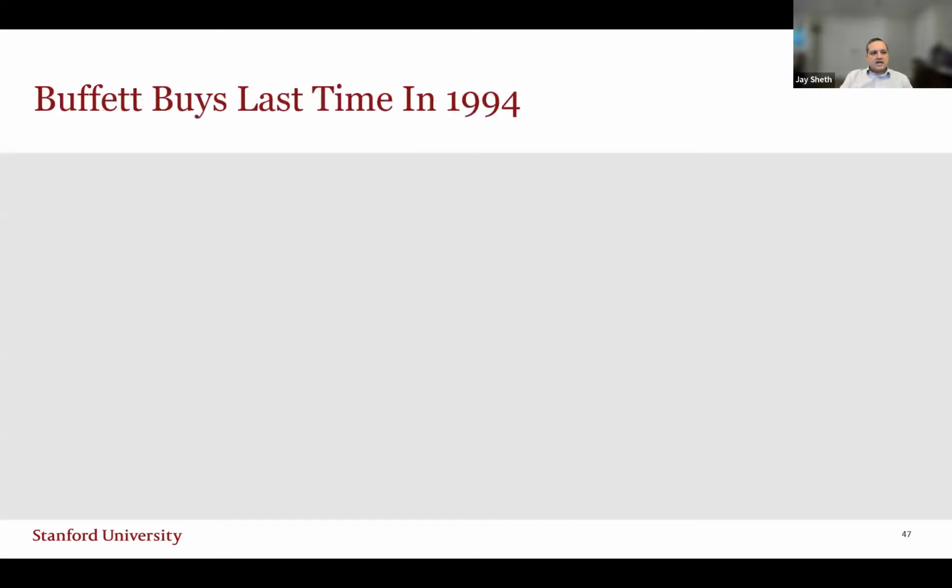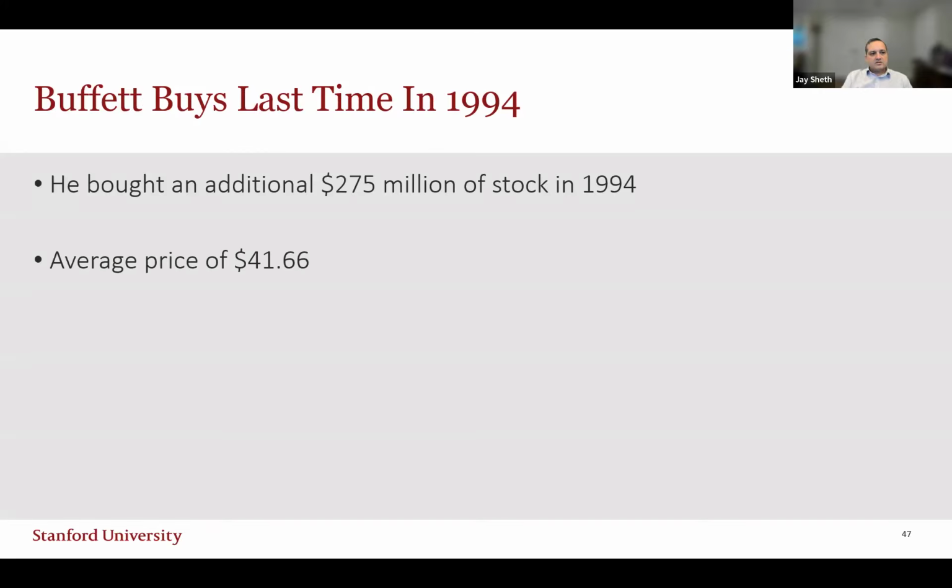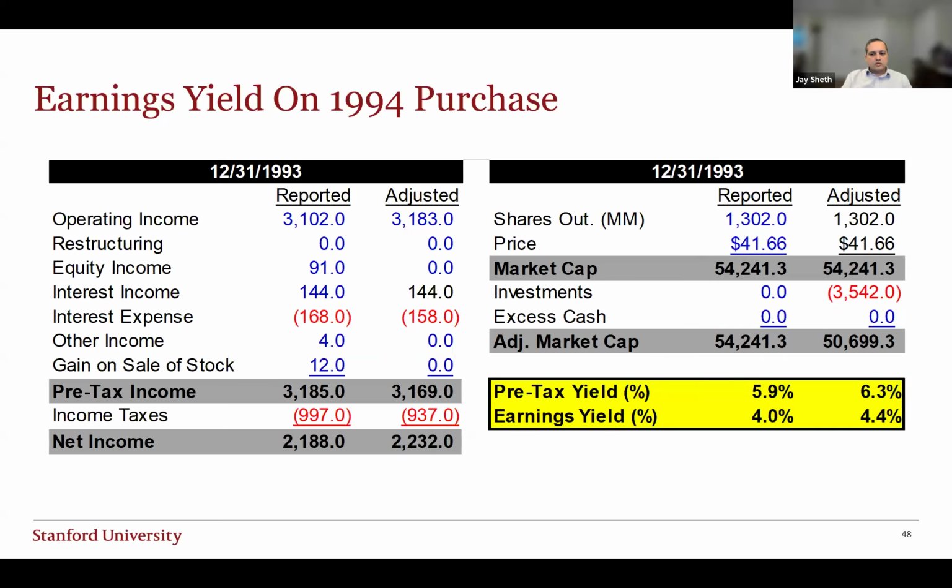So Buffett buys one last time in 94. He buys 275 million of stock. He pays $41.66. And he paid about a 6% pre-tax earnings yield. And this one is a little bit harder to explain because it doesn't really fit his rule.